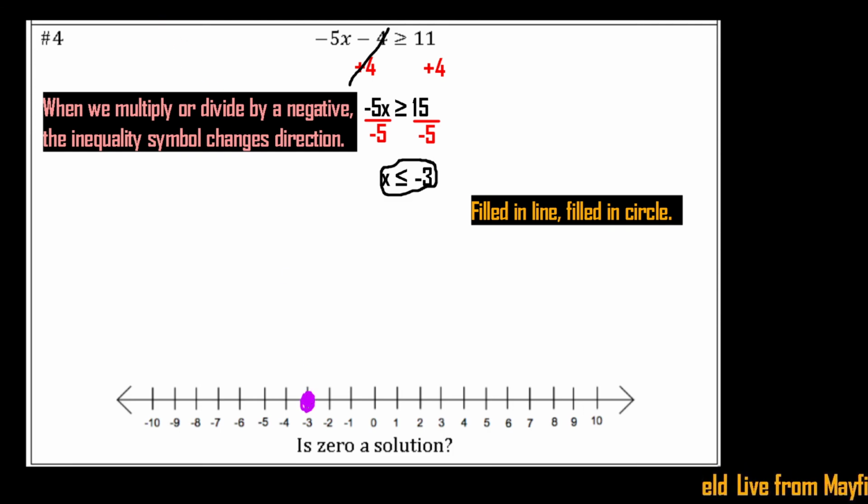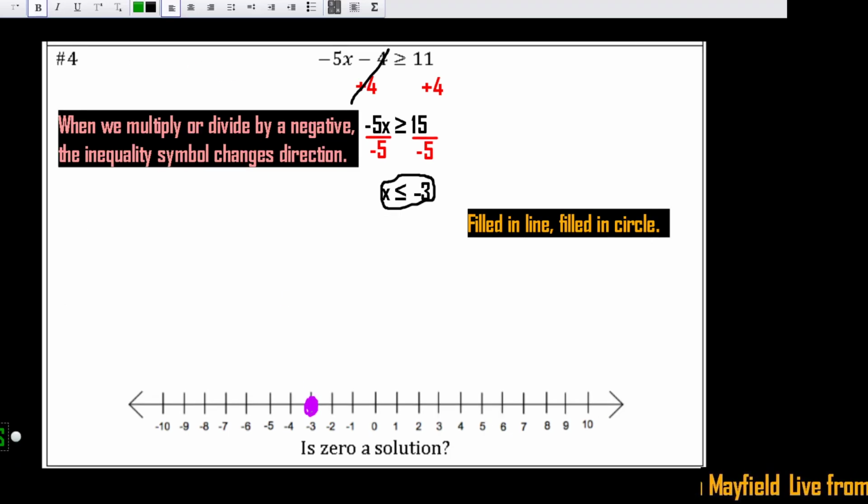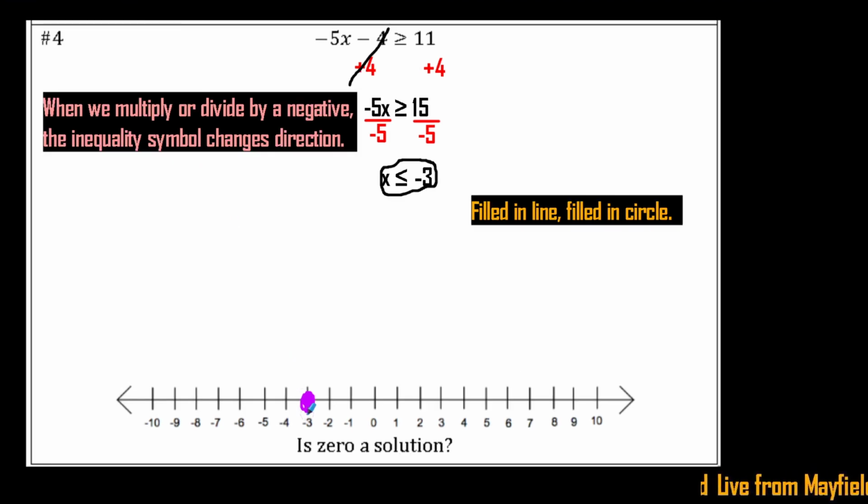Perfect. And again, make sure you can say for yourself, is 0 a solution? Well, we can see as we plot it out, what is it going to look like? Well, again, we're going to the left, so we had a filled in circle on negative 3, and we're going to the left, because we're saying everything less than negative 3 is an answer. And so is 0 shaded in? Is 0 less than negative 3? No, it is not. And so we could say 0 is not a solution.